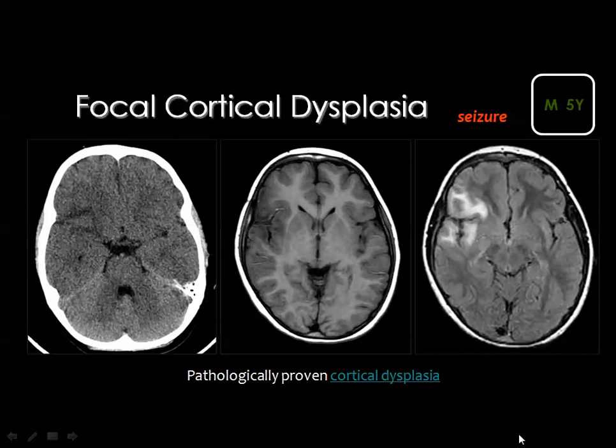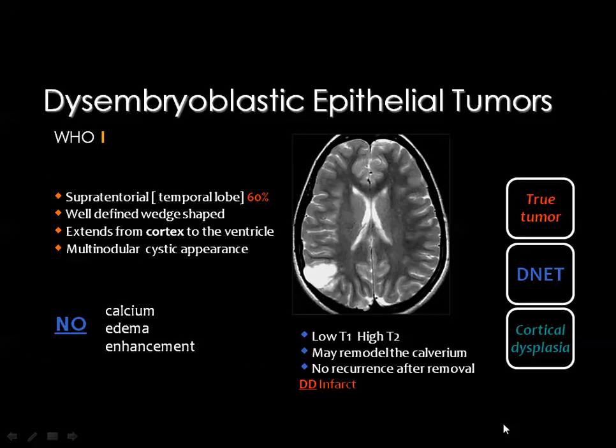Then sometimes you may need to have a biopsy from the lesion to confirm the possibility of focal cortical dysplasia and to exclude the possibility of a neoplasm. Then we came to the congenital tumors, which are the dysembryoplastic neuroepithelial tumor, which is known as the DNET, and the ganglioglioma as well.